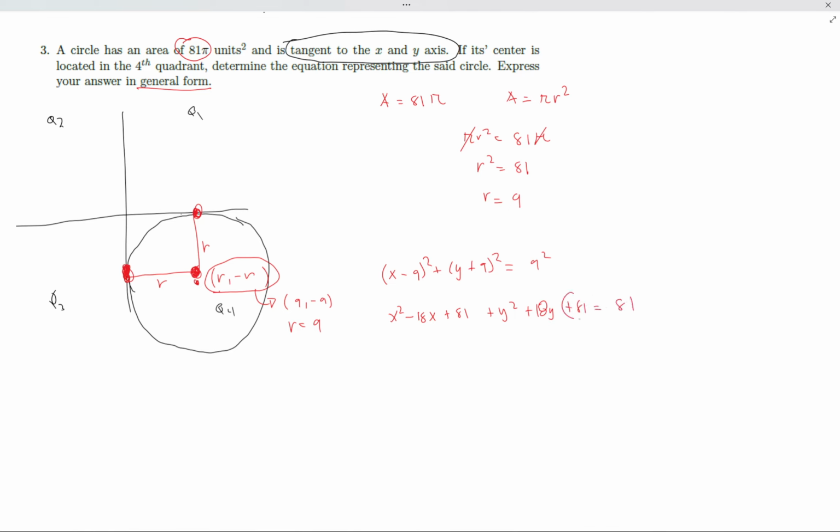Since you have two 81s here, let's just cancel them both, and this will be equal to 0 and 0. This will become x squared plus y squared minus 18x plus 18y, and then plus 81 equal to 0. Again, we have only a remaining 81 for our constants, since two of them cancel out. So this will be the answer for question number 3. Okay, so that's it for question number 3.